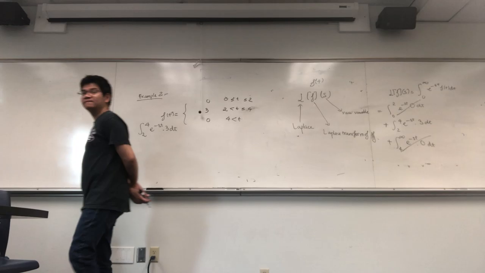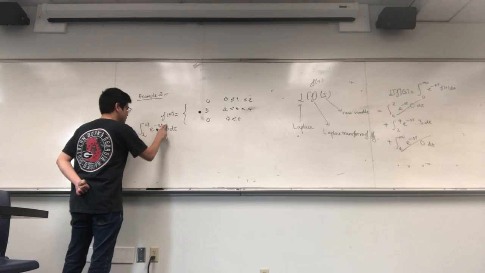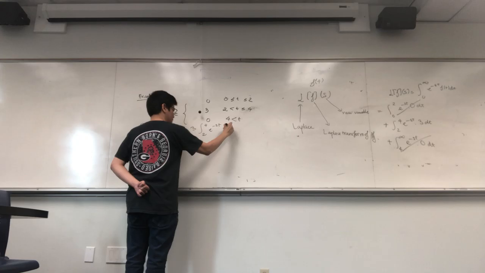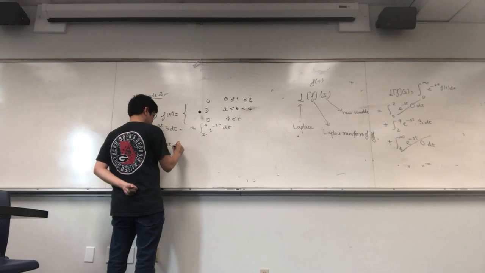Do we set y to minus st and then calculate dy so that we can change dt into dy, and then adjust our limits so we can integrate with respect to y? Yes. The first thing is that this is going to be 3 times the integral from 2 to 4 of e to the power minus st dt. So now we're going to set y to be minus st.